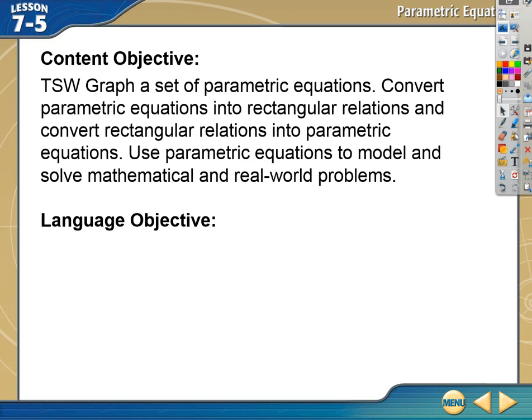Okay, today you guys are going to be worried about graphing a set of parametric equations. Tomorrow, the next set of videos, we're going to worry about converting parametric equations into rectangular relations and converting rectangular relations back into parametric equations. And at this point, you're going, just tune me out. Okay, yes, this is going to be interesting. So let's take a look at how this works.